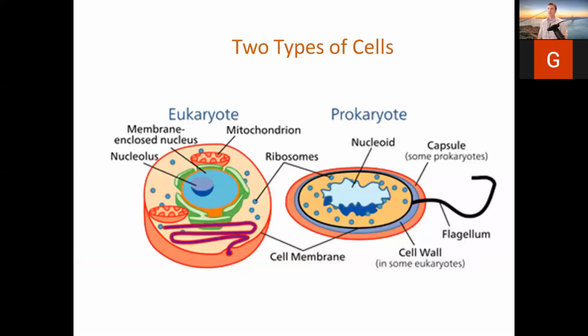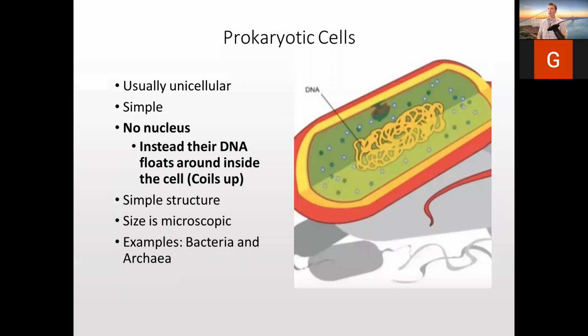So there's 2 types of cells. There's eukaryotes, which are more complicated with membrane-bound organelles, and there's prokaryotes, which are more simple cells. Prokaryotic cells are usually unicellular, and like I said, very simple. They lack a nucleus, and instead their DNA floats around the cell and usually coils up. So it's a simple structure, and they're very small, so you need a microscope to see them. Some examples are bacteria and archaea.